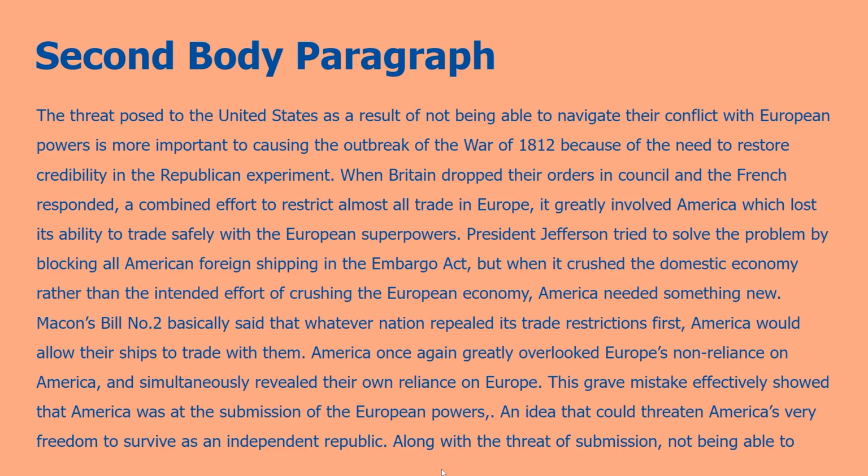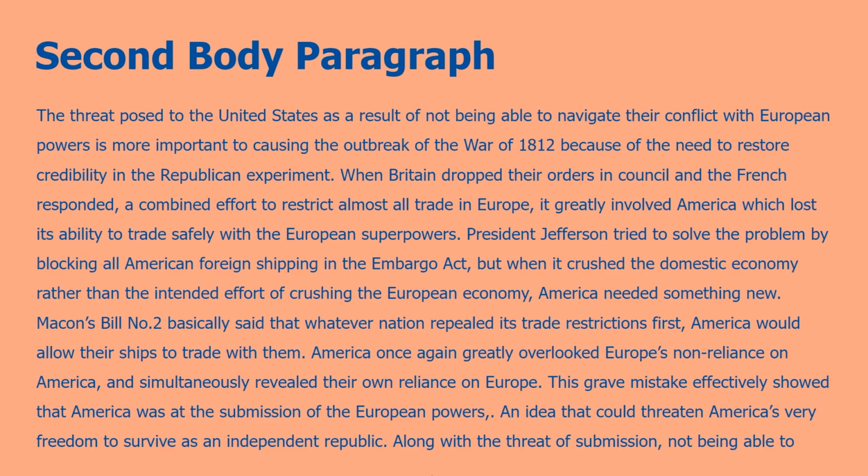President Jefferson tried to solve the problem by blocking all American foreign shipping in the Embargo Act, but when it crushed the domestic economy rather than the intended effort of crushing the European economy, America needed something new. Macon's Bill No. 2 basically said that whatever nation repealed its trade restrictions first, America would allow their ships to trade with them. America once again greatly overlooked Europe's non-reliance on America and simultaneously revealed their own reliance on Europe. This grave mistake effectively showed that America was at the submission of the European powers, an idea that could threaten America's very freedom to survive as an independent republic.